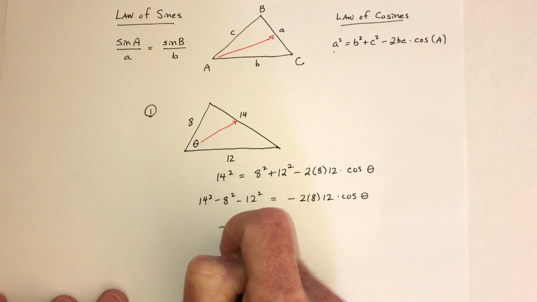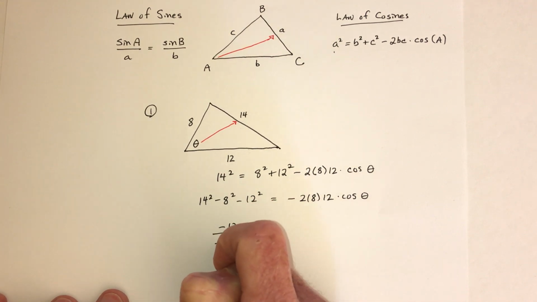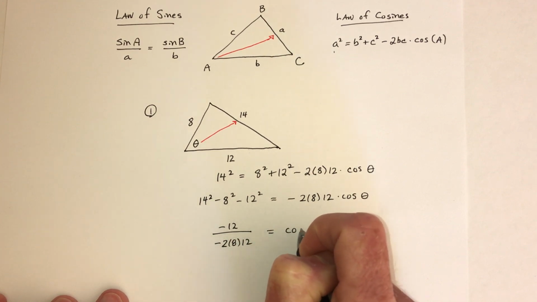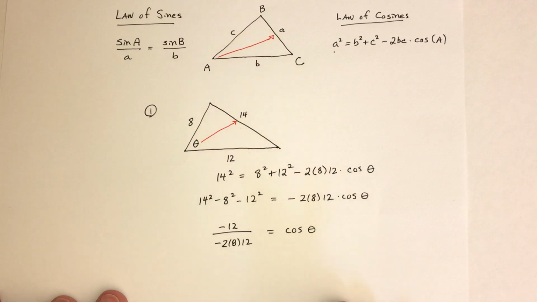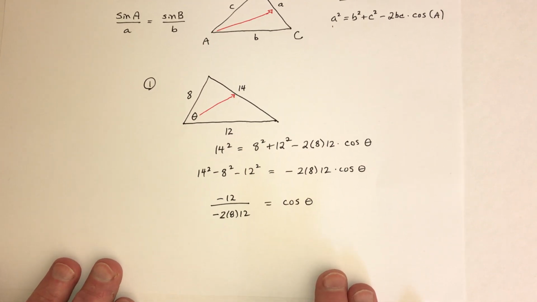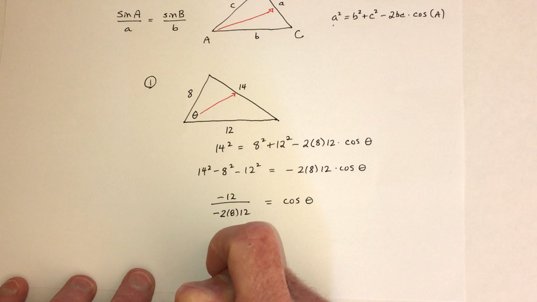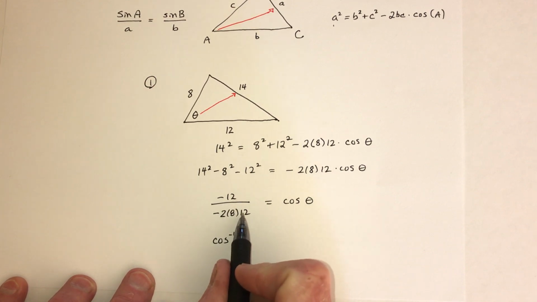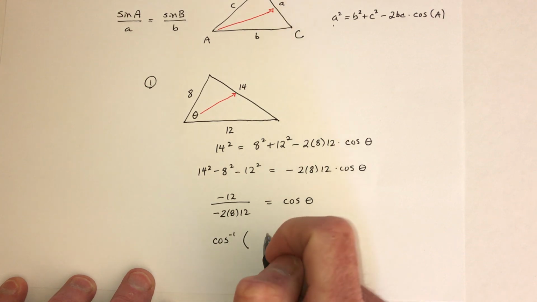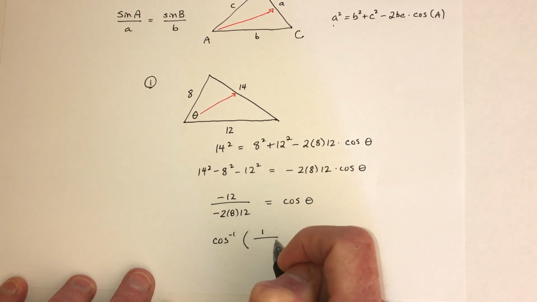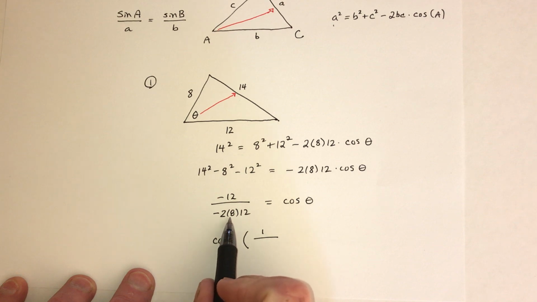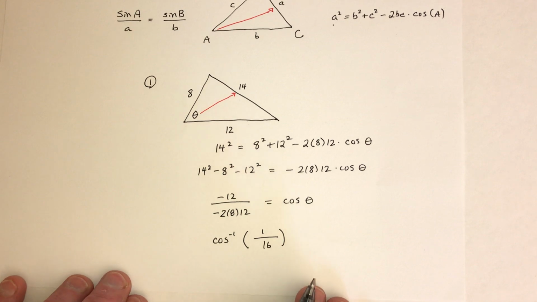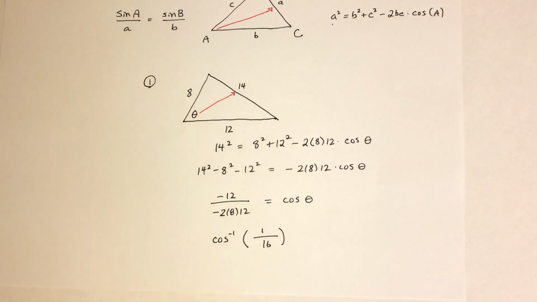So negative 12 is going to get divided by negative 2, an 8, and a 12, and now that equals just cosine of theta. And then take cosine inverse. I could have the 12s cancel and I could have the negatives cancel. So that would just leave a positive 1 on top. And then after that, all that's left is a 16. So what's cosine inverse of 1/16?